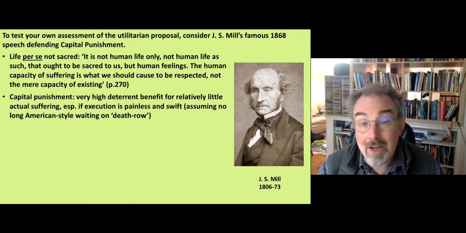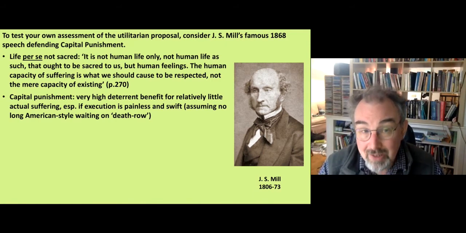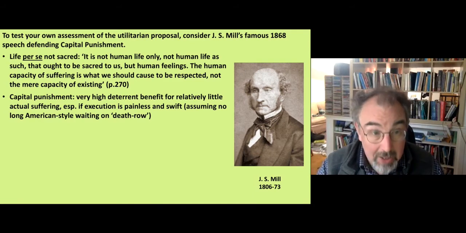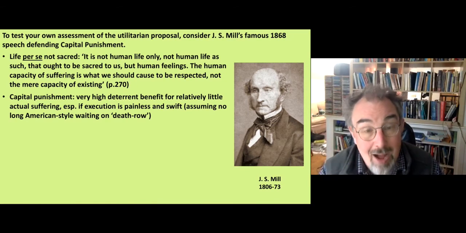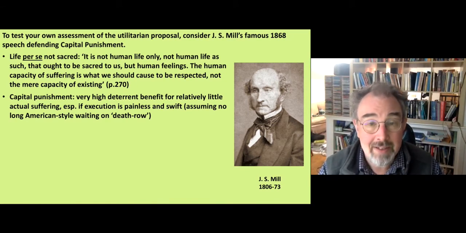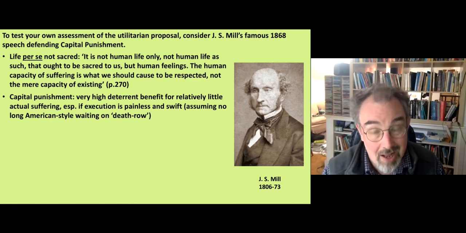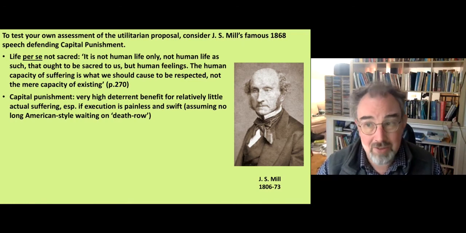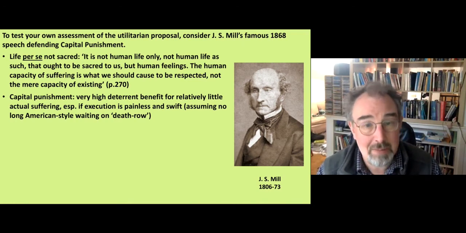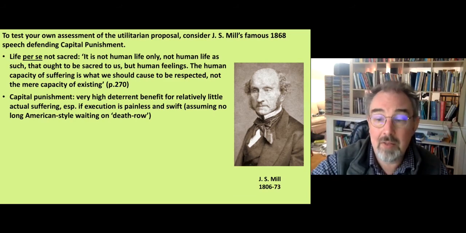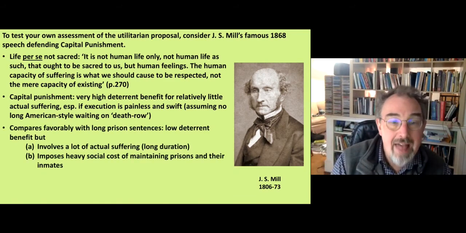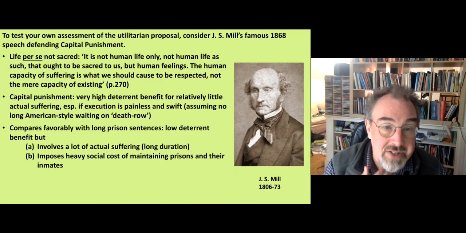So he thinks there's a very high probability that attaching the punishment of execution to certain crimes is likely to have a very powerful deterrent effect in deterring people from engaging in certain kinds of actions. Because if you think your life is on the line for performing a certain kind of action, that might terrify a lot of people out of performing the relevant acts. Compare that, Mill says, with very long prison sentences.